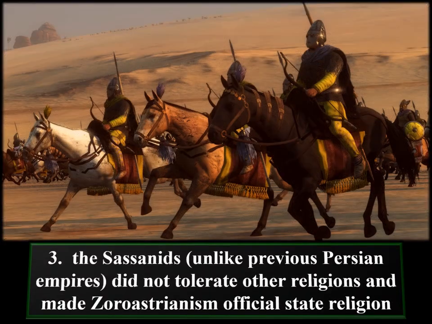The Sassanids, unlike previous Persian empires, did not tolerate other religions and made Zoroastrianism, their native religion, the official state religion. So that cultural diffusion that we had seen after Alexander and the Greeks had taken over parts of the Persian territories, and then they had been absorbed into the Persian traditions, that will stop. The Sassanids did not tolerate other religions. Instead, they're trying to enforce a state religion of Zoroastrianism.